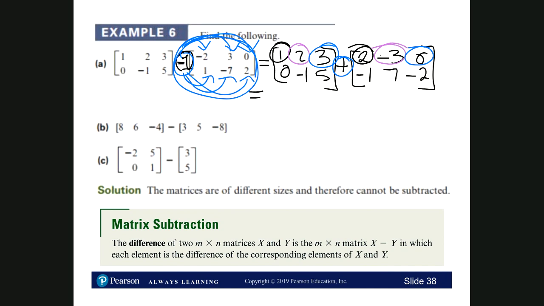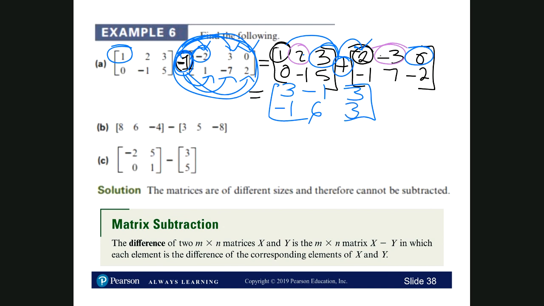You could tell yourself, what would be 1 minus -2? That is the same as saying 1 plus 2, and that will give us 3. Then 2 plus -3 would be -1. 3 plus 0 is still 3. 0 plus -1 is -1. -1 plus 7 is 6. 5 minus 2 is 3.